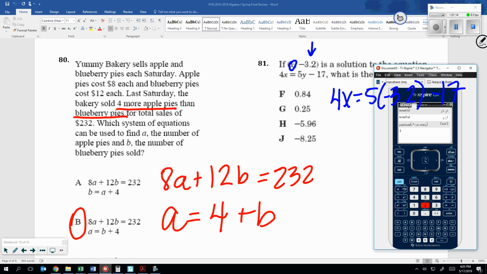Menu 3, 2. We just have one equation. We're solving for that x, and we have our equation. So 4x equals 5 times parentheses negative 3.2 minus 17. And we get negative 8.25, which is J.